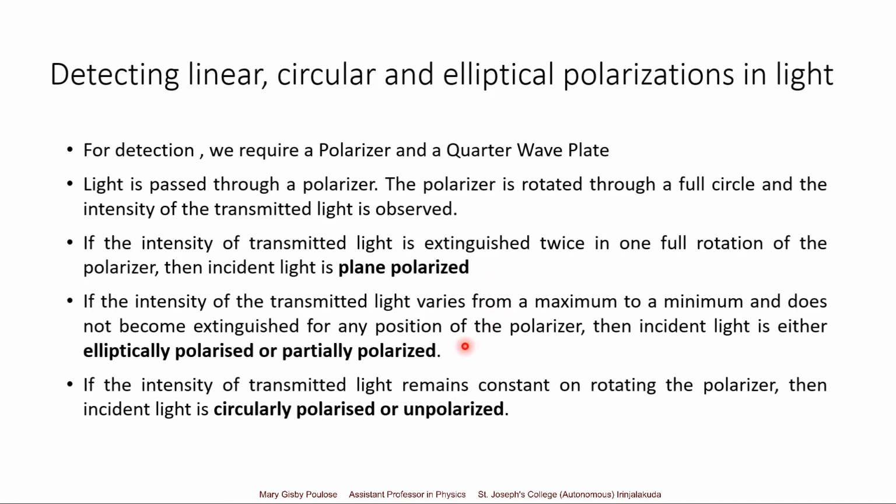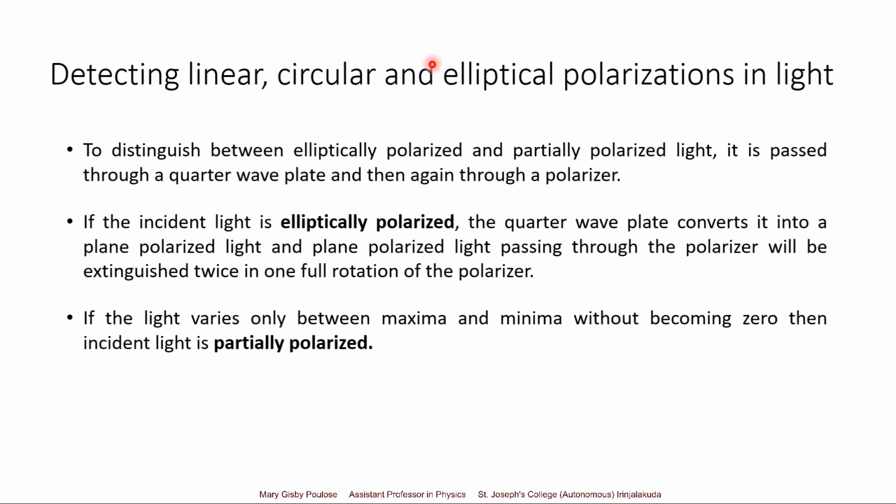Now, if the intensity of the transmitted light does not become zero, but only goes to minima and then maxima, then again minima and maxima, twice in one full rotation, then the incident light is either elliptically polarized or partially polarized. And also, if the intensity of the transmitted light is constant over one full rotation of the polarizer, then that light can be either circularly polarized or unpolarized.